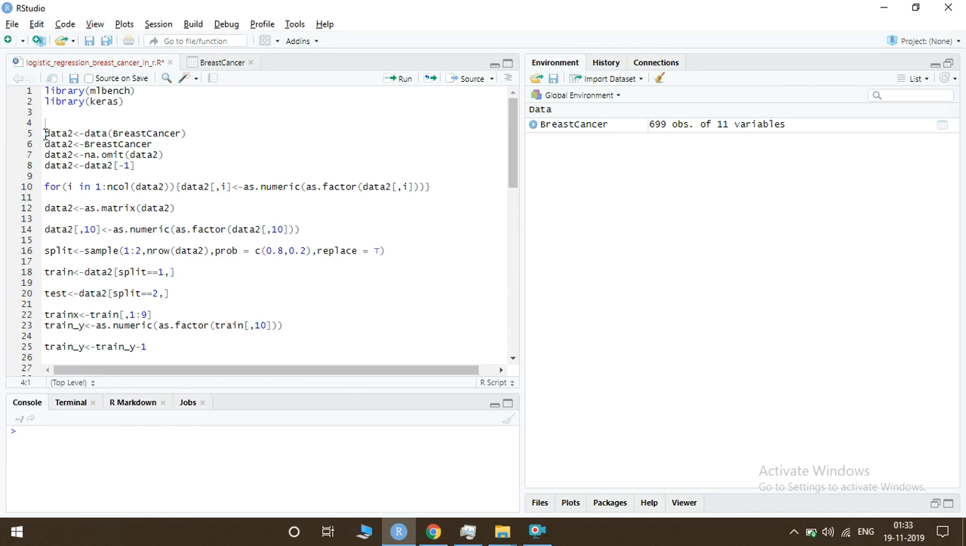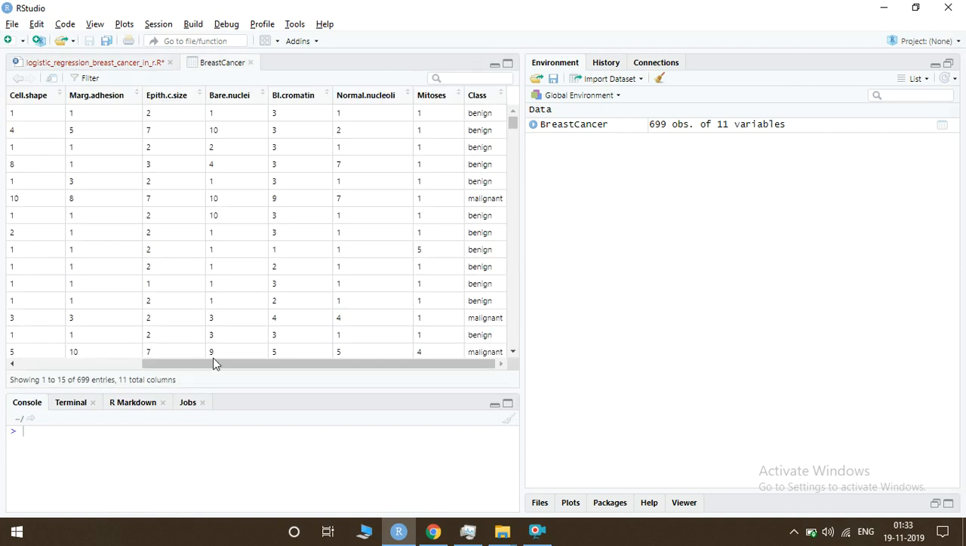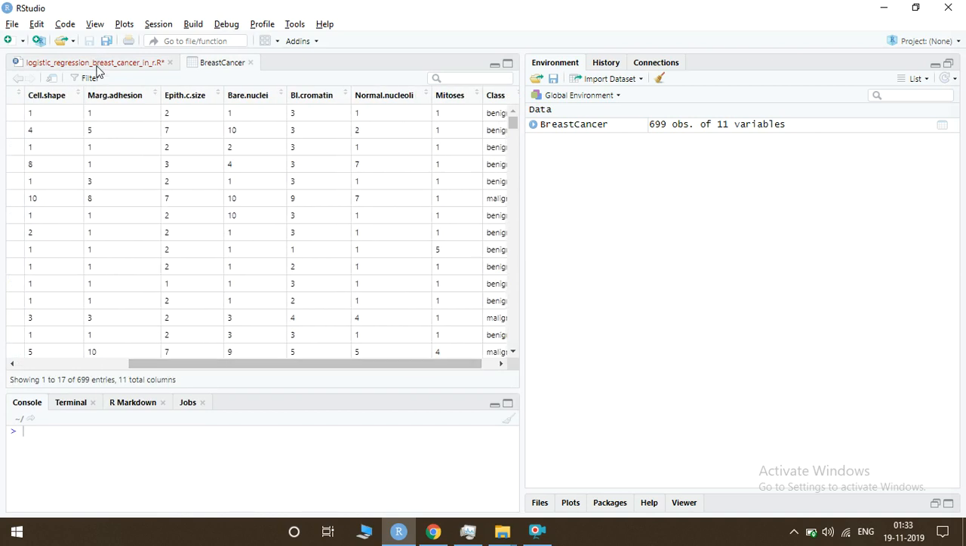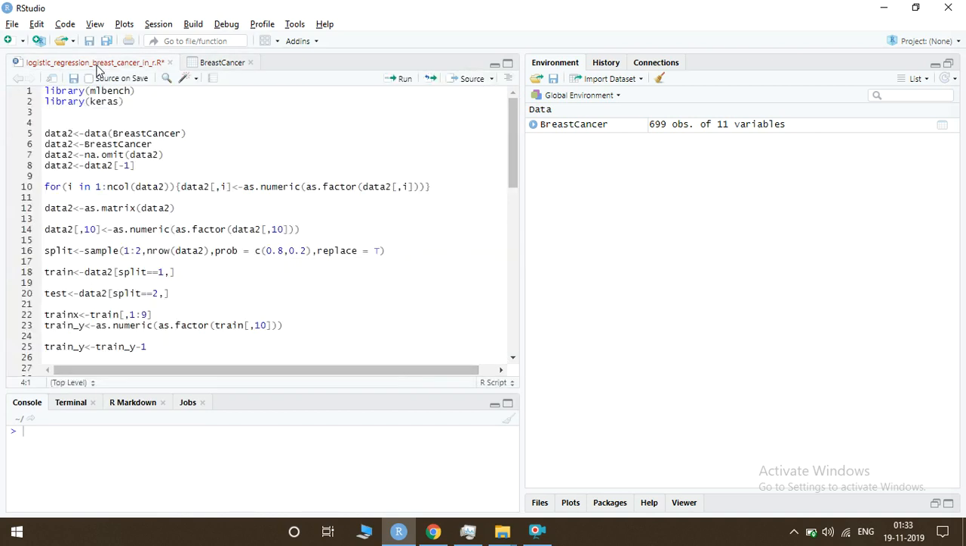There is a package we have known, and a data set called breast cancer. We already had a glance at this data package. So first things first, we would store that data set in a data frame named data2. It has approximately 700 observations and 11 variables. All right.